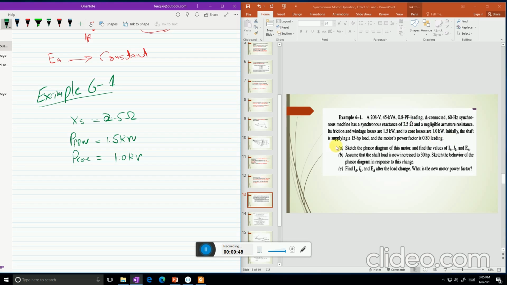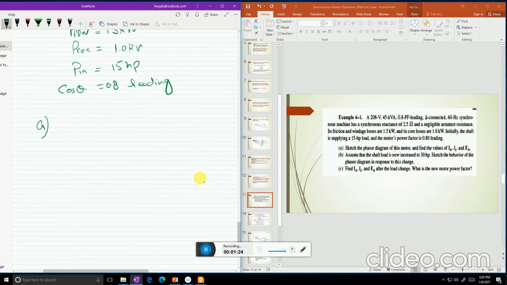Initially, the shaft is supplying a 15 horsepower load, and the motor power factor is 0.8 leading. Part A: sketch the phasor diagram of this motor and find the values of IA, IL and EA.